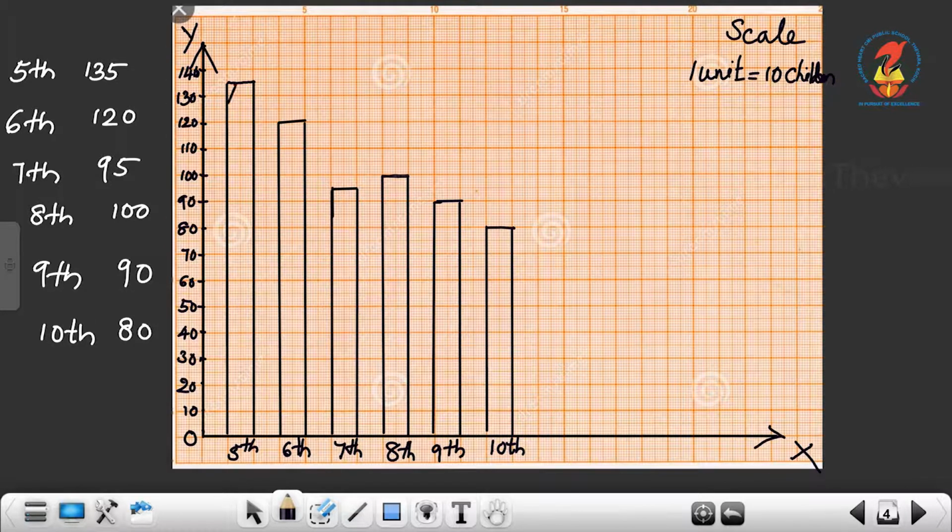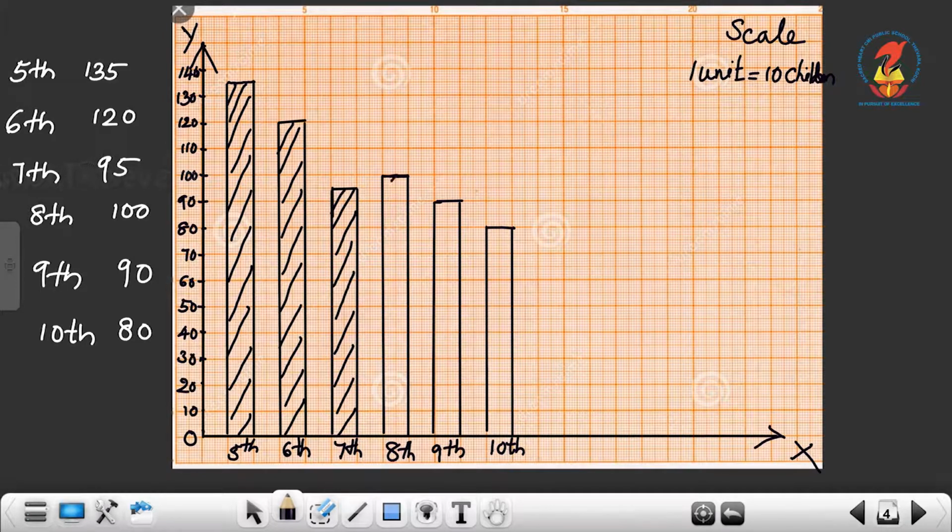Now we can shade it. If you want, you can shade it, or we can give designs like this.